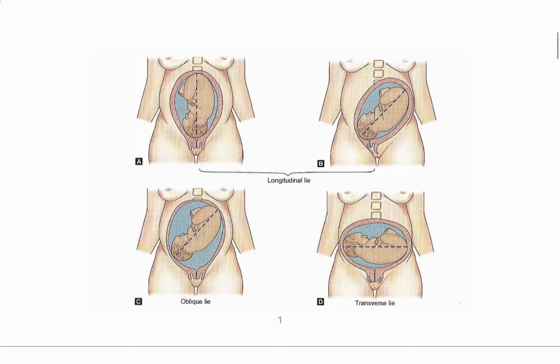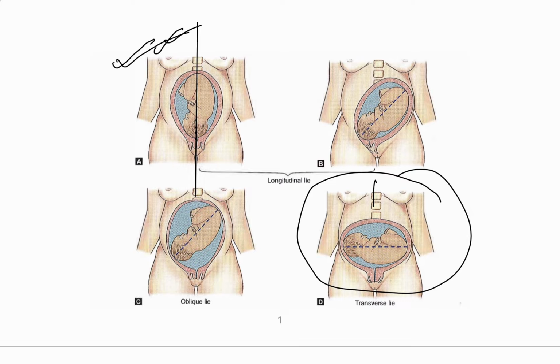So here is a diagram. In the first photo, you can see that the long axis of the fetus, which is indicated by the blue dotted line here, is in the same line with the longitudinal axis of the uterus. So this is a longitudinal lie. In the last picture, you can see that the long axis of the fetus makes an angle of 90 degrees with the long axis of the uterus. So this is a transverse lie.